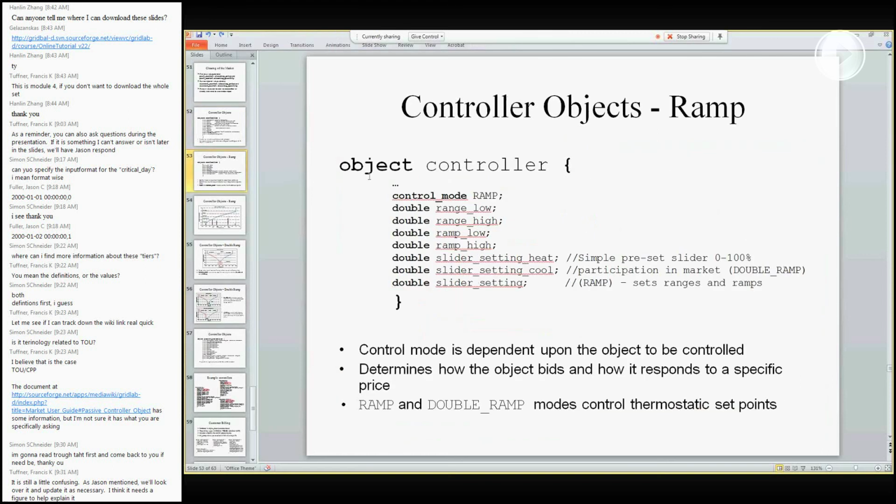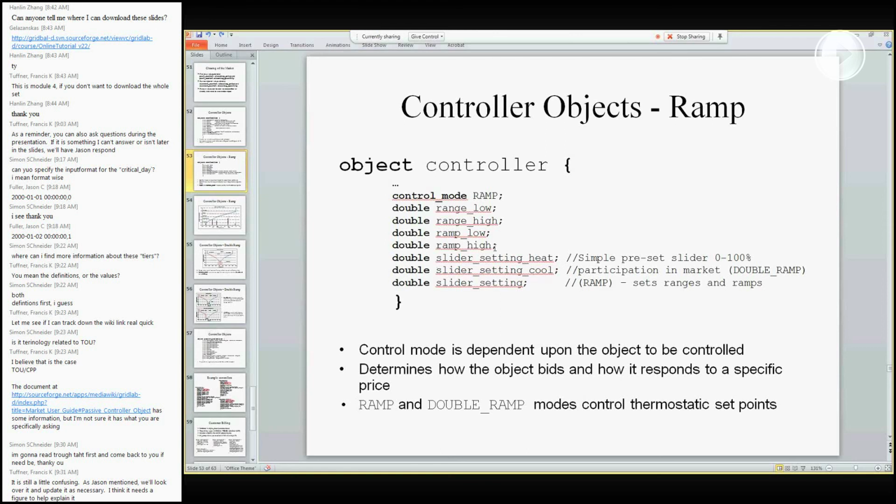A little bit more on the controller. Again, we can specify our control mode of ramp or double ramp. When we do that, we can set the slider setting. So for example, if we use slider setting ramp, we can set this value from 0 to 1, and it will set all the T-mins, T-maxes, slopes, all those to some predefined values. If you're using the double ramp mode, you can do this for both heating and cooling.